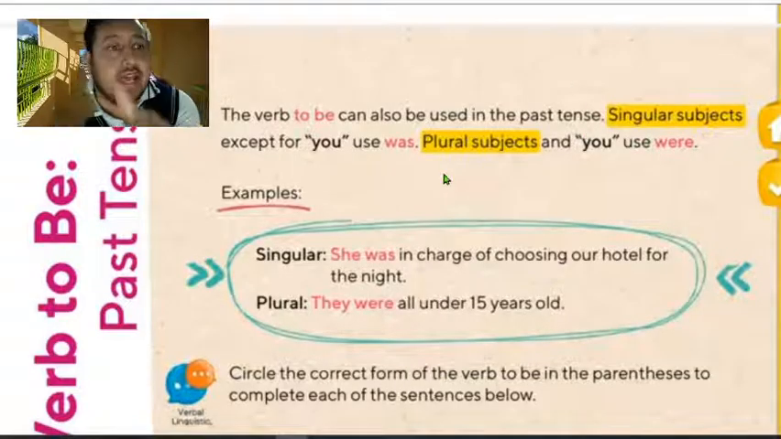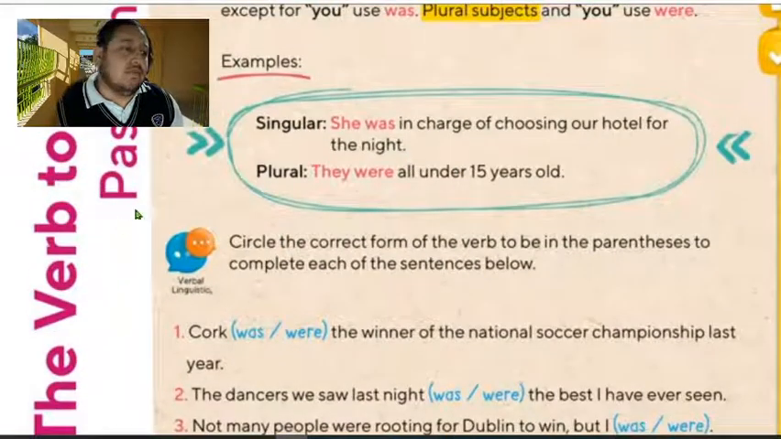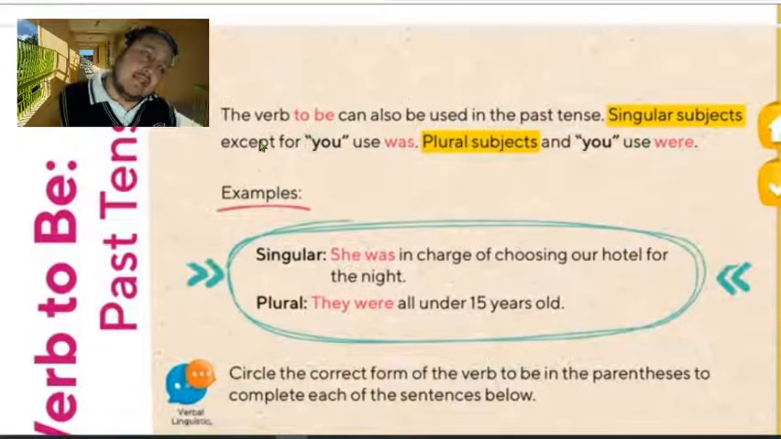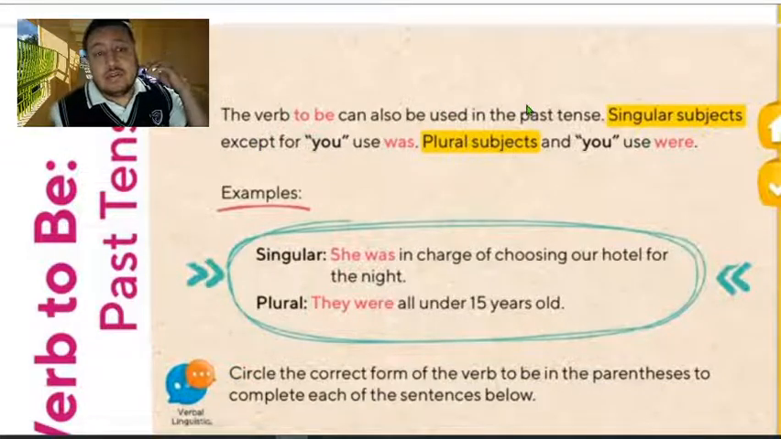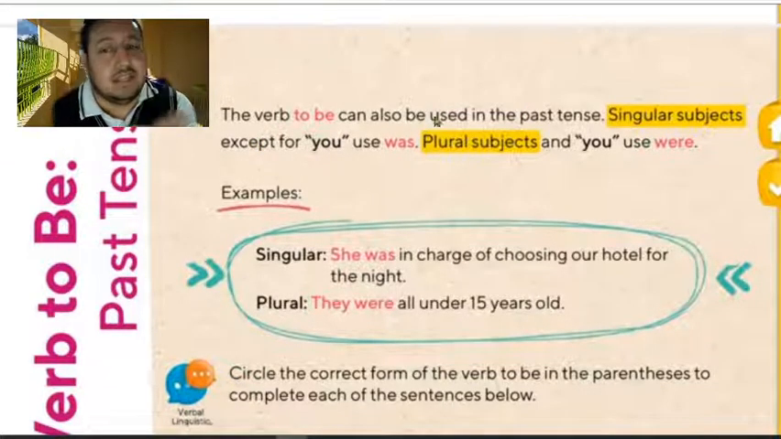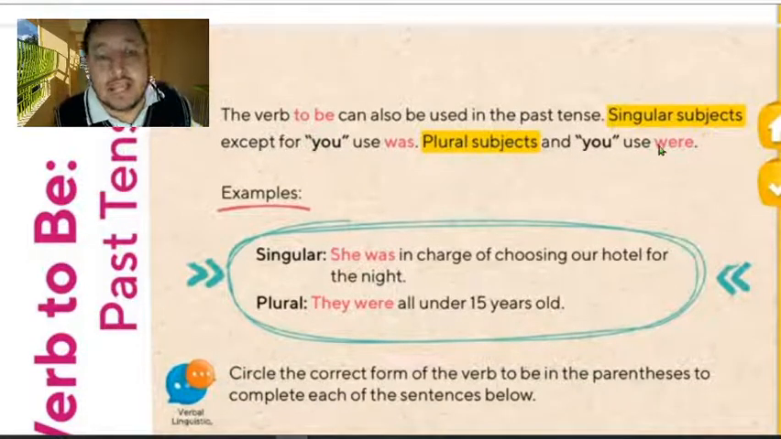So now we can continue on your books, right? I want you to go to your books on page number 88, right? So here, page 88, we have the verb to be past tense. So let's read here. It says the verb be can also be used in the past tense. Singular subjects except for you use was, plural subjects and you use were.